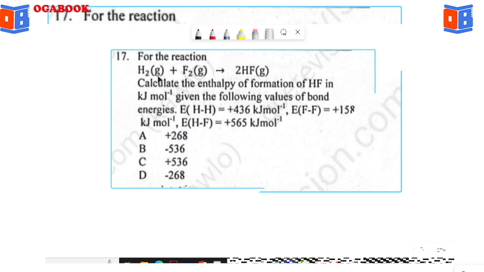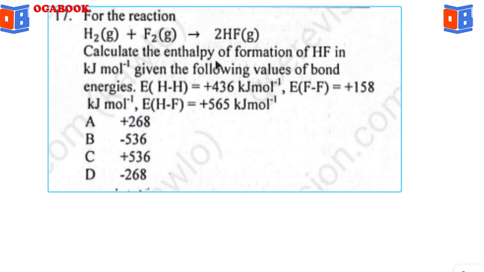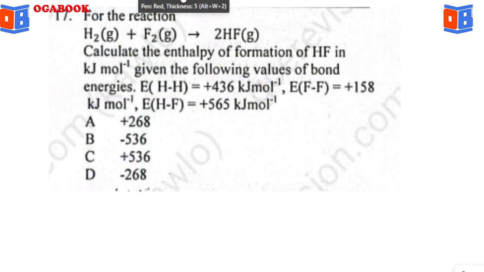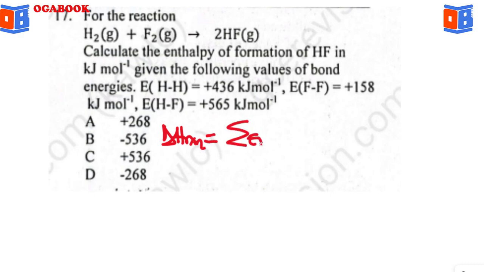Question 17. For the reaction hydrogen plus fluorine to give hydrogen fluoride, calculate the enthalpy of formation of hydrogen fluoride in kilojoules per mole given the following values of bond energies. We have hydrogen to hydrogen and the like. To calculate the enthalpy of this reaction, it is simply the sum of the energy of reactants minus the sum of the energy of products. So this is the energy of reactants, and this one is the energy of products.